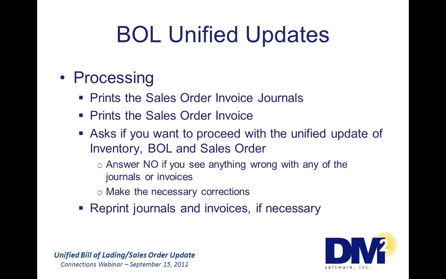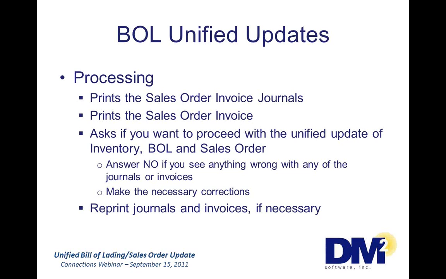Then it continues on. It's going to print the normal sales order invoice journals, which would be the sales journal, sales tax journal if you are in a state that charges sales tax on fuel. It's going to print the gross margin journal. It will print the sales order invoice, and then if everything is okay, well, even if it's not okay, it's going to ask you if you want to proceed with the unified update of inventory, bill of lading, and sales order. You will answer no if you have seen anything wrong with those journals or invoices.